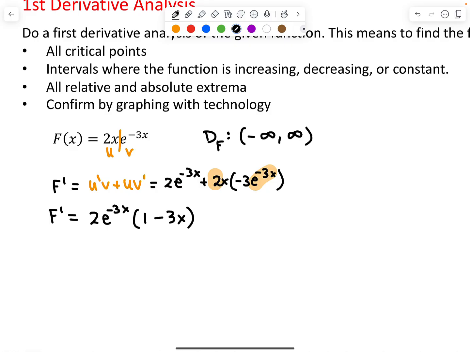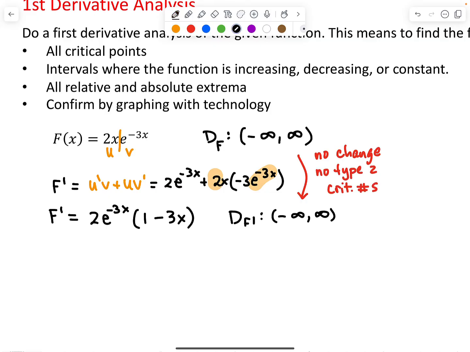Now we want to find the domain of this. Well, this portion of our derivative is also a polynomial, so it has a domain of all real numbers. And this exponential has a domain of all real numbers. So the domain of the derivative is still all real numbers, so negative infinity up to infinity. There's no change in domain from f to f prime, so there are no type 2 critical numbers. So we now look for type 1 critical numbers.